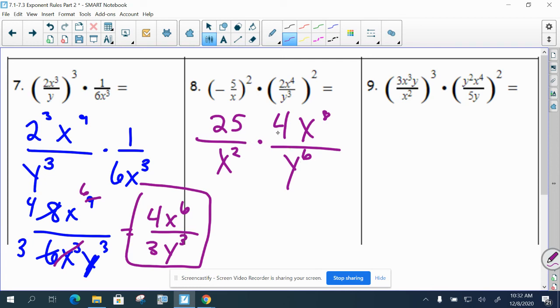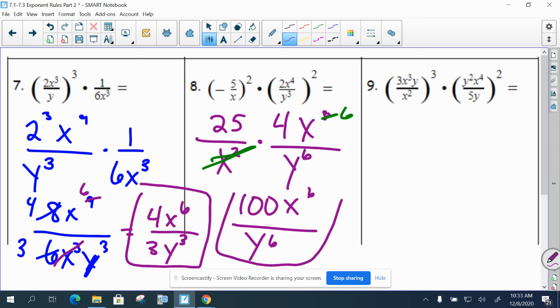So 25 times 4 is 100. Now I'm kind of anticipating here of doing x to the 8th divided by x squared. So these 2 x's are going to cancel with 2 x's up here with only 6 left. So we're actually just going to have 100 x to the 6th over y to the 6th. We can't simplify or combine anything else, so that would be our answer.